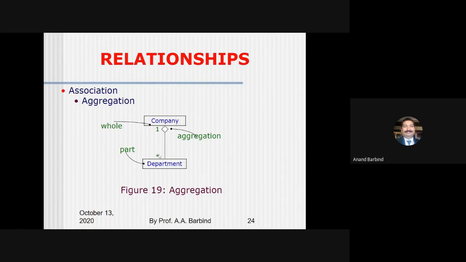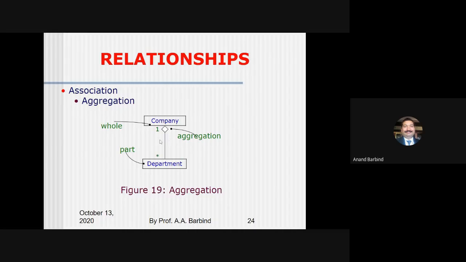Here, the department class is part of the company. So the association between these two is that the department is a part of the particular company, which is why there is interaction between the company and department. Because the company is the whole and the department is the part, this association can be represented with aggregation. A hollow diamond is shown on the whole side. This is a special type of association called aggregation.